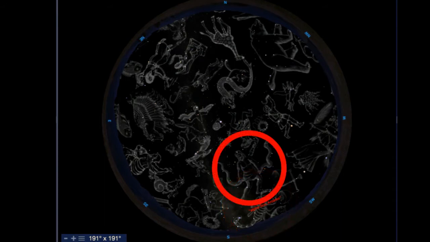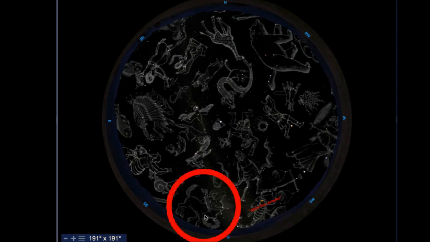Directly above him, we have Ophiuchus, the guy with the snake. He is known as the healer, and he was the one who gave Orion the antidote to save him from the scorpion's sting. Do you know about this constellation here? It's the one with the half man and the half horse.